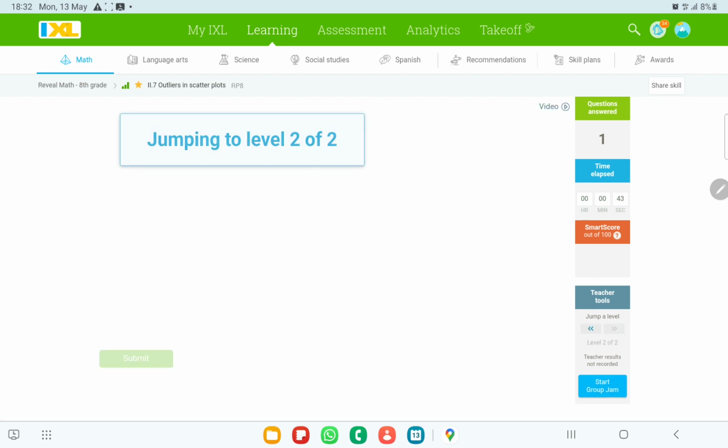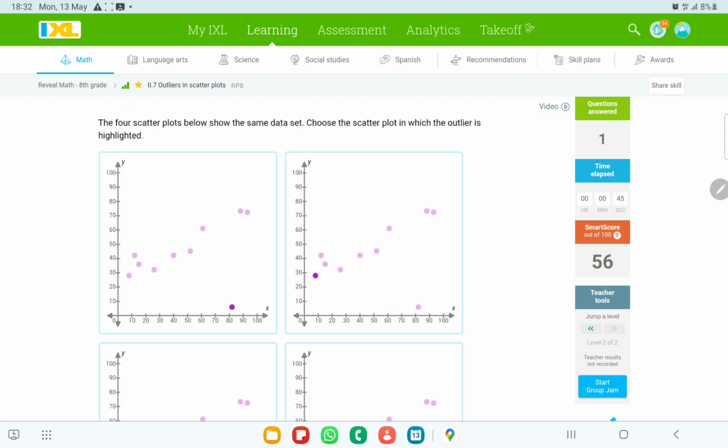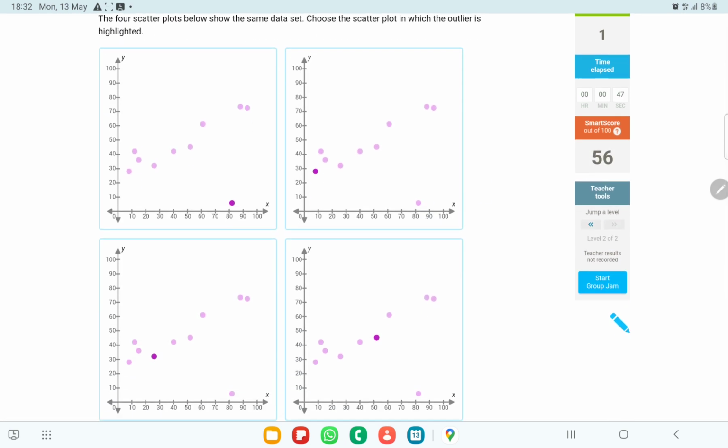If I had a more challenging question, it would be this one. Again, the highlighted points, where are they? These are the points that are highlighted in purple. We want to know which of them is the outlier. Let's start with this one. Look, these are the group of points, and this one is so far away from them. Look here, it's close to the others, so this is not an outlier.